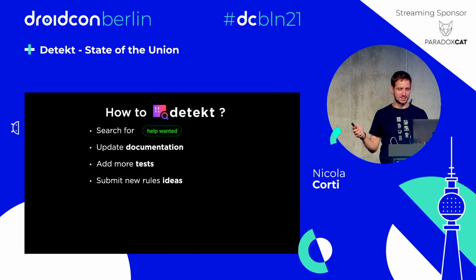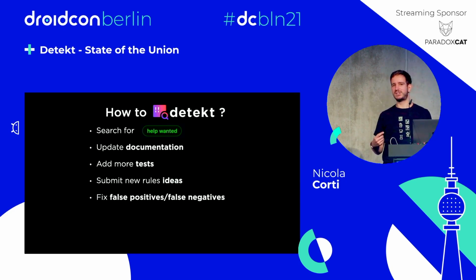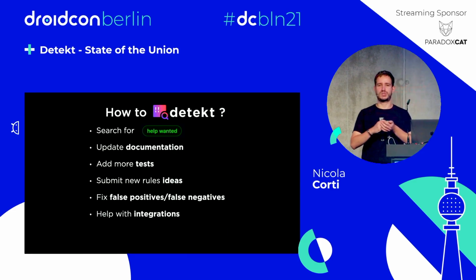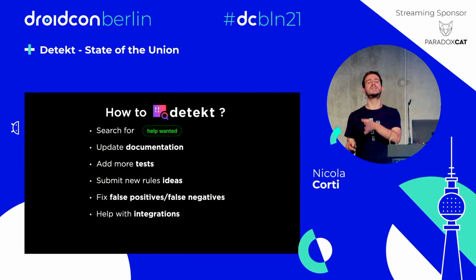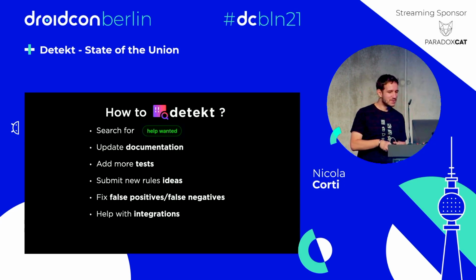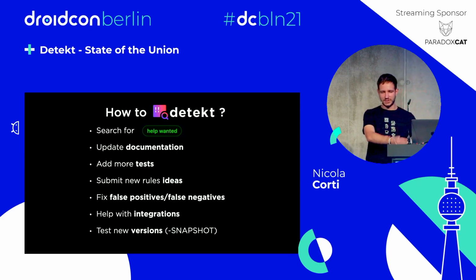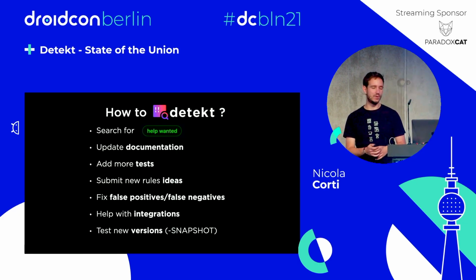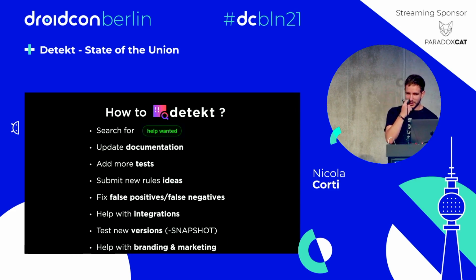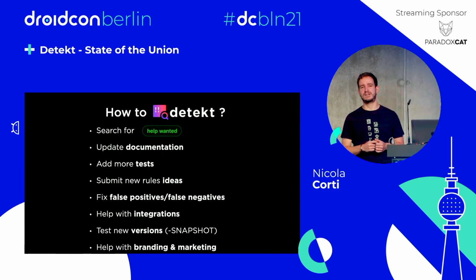submit new rule ideas. Find false positives and false negatives that need to be fixed. Help with integrations. Maybe you are great at doing IntelliJ plugins. That's where we need you. Test new versions, like snapshots. Test the new one that is coming out. Tell us if it's broken or so. And we also need a lot of help on branding and marketing.